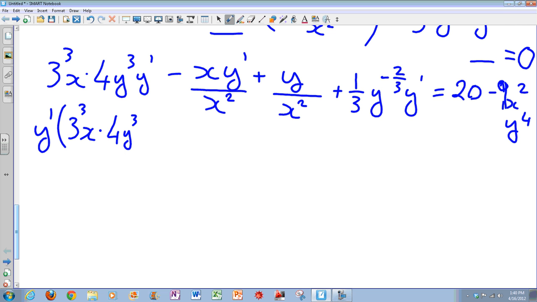Just a second. No, it's 3x. Oh, I see. I can take this to the other side as well. I separated it up there. So x over x squared, so we just need 1 over x.